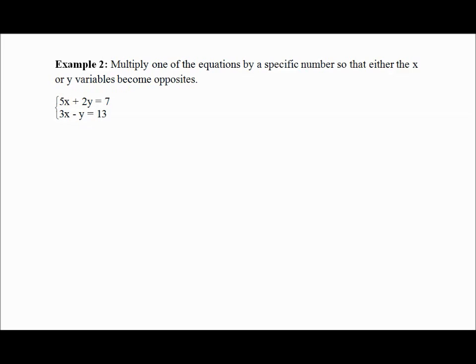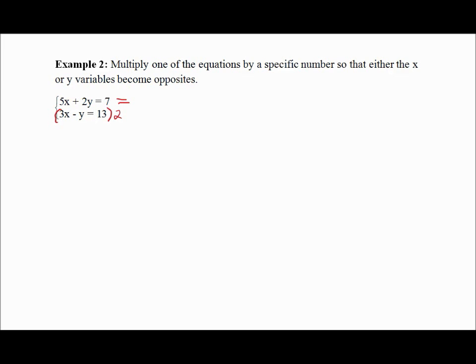Now for my next one, for the y variables, I do have a 2y and the bottom is a negative y. Well, one is positive, one is negative. That's good. However, in order for them to be complete opposites, one coefficient would have to be a positive 2, the bottom would have to be a negative 2. That's what I'm looking for. Okay? Now, what I'm going to do is I'm going to multiply the bottom equation. I'm going to multiply this complete bottom equation by positive 2. The top equation, I'm going to leave it alone.